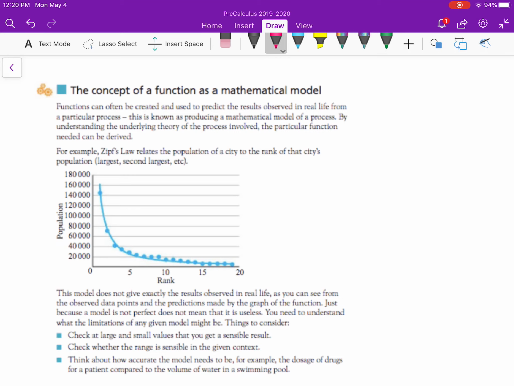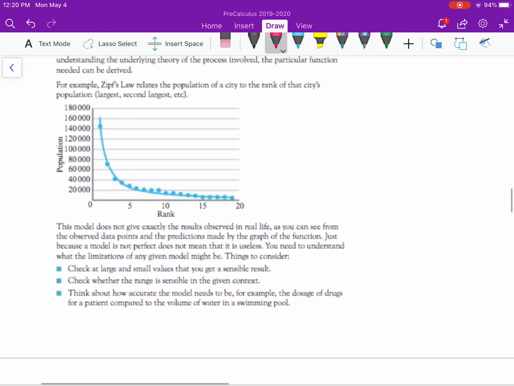This is known as the mathematical modeling process. We're not going to do anything with this specific graph, but this model does not give exact results observed in real life. You can see that from the observed data points and the predictions made by the graph of the function. Just because a model is not perfect doesn't mean that it is useless. You need to understand what the limitations are.